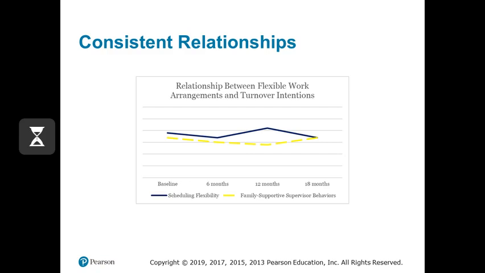So, initially, we kind of thought that we might see something here, where the relationship between scheduling flexibility or family supportive supervisor behaviors and turnover intentions would get stronger over time. So if you felt like you had no scheduling flexibility, then that would be a stronger predictor of turnover as time went on. But we didn't find that. We found that these relationships were fairly stable.